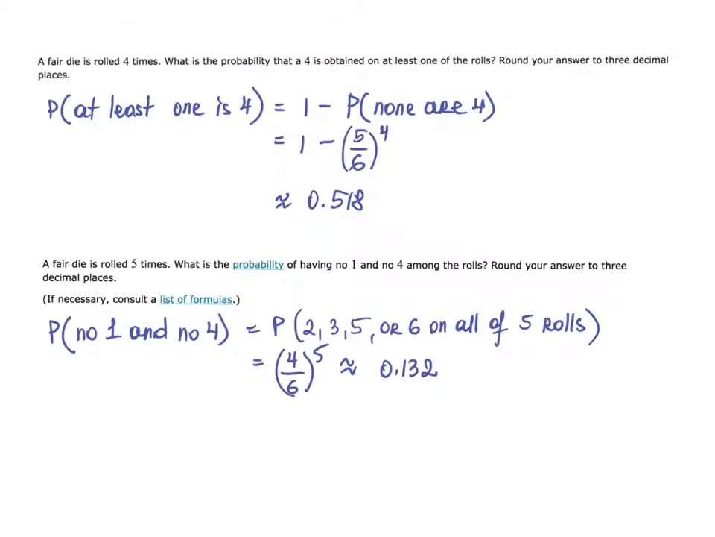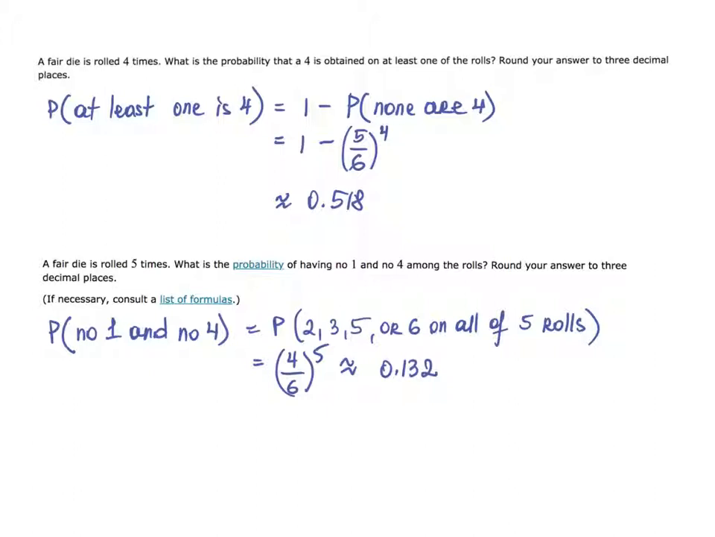Here are 2 more examples, and both of them involve a fair die. A fair die is rolled 4 times. What is the probability that a 4 is obtained on at least one of the rolls? Round your answer to 3 decimal places.